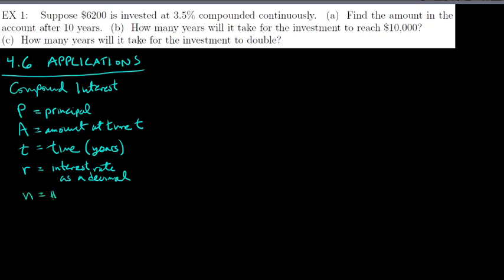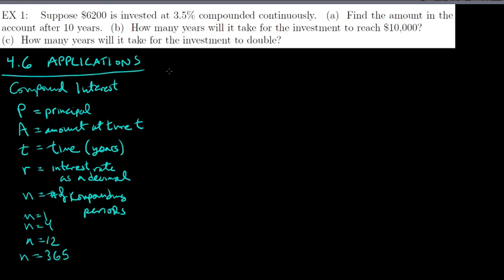And n is the number of compounding periods per year. How many times are we compounding per year? Is it quarterly? Quarterly means n equals 4. Are we compounding monthly? That would be 12 months in a year. Are we compounding daily? Daily would be 365, that's how many days in a year. And if you compound once a year, then n equals 1.